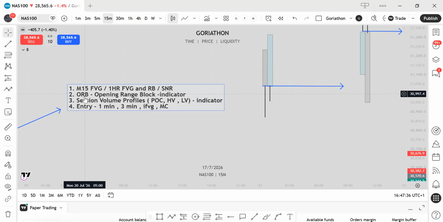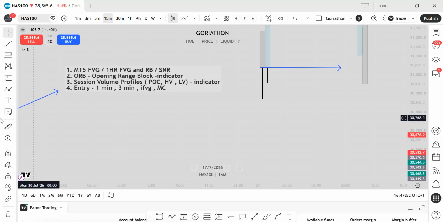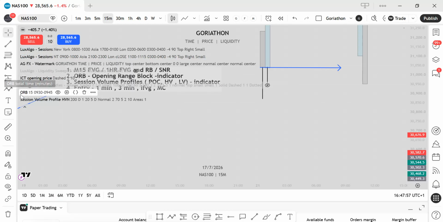Then there is something called ORB, right? Opening range block. So you can use it as an indicator. So what's the opening range block? It's basically from 9:30 a.m. to 9:45 a.m. New York time. So we are utilizing that M15 key level period, right? So you can use this indicator, something called ORB.